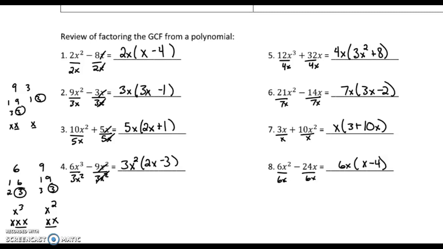All right, so hopefully you paused the video as needed, and here are the answers to those 4 problems, numbers 5 through 8.